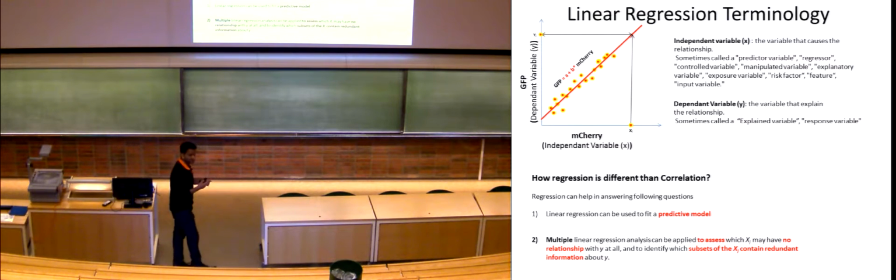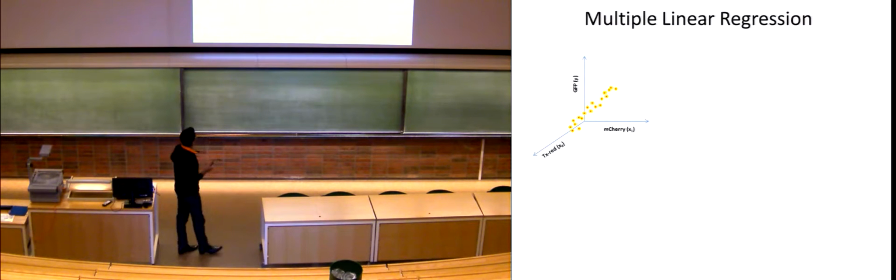All that kind of analysis we can do using regression. Then there is something called multiple linear regression. When there is only one input variable, that is called linear regression. When there are more than one input variable, such as in this case we have GFP as output, but in addition to mCherry we have Texas red as an input variable, then it is called multiple linear regression. And in this case we try to fit a plane, right?